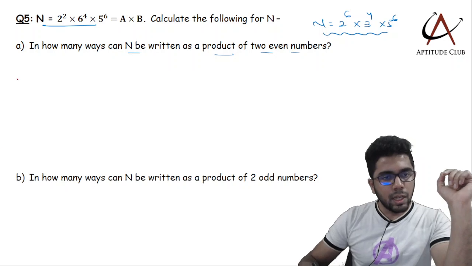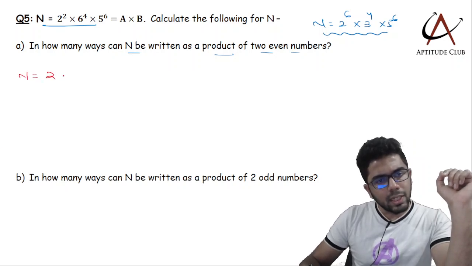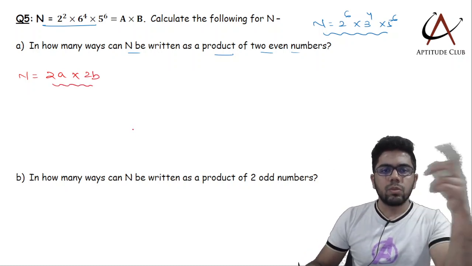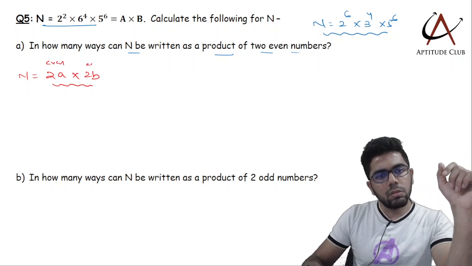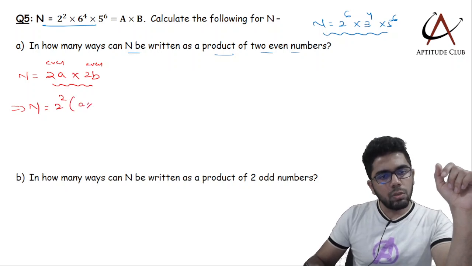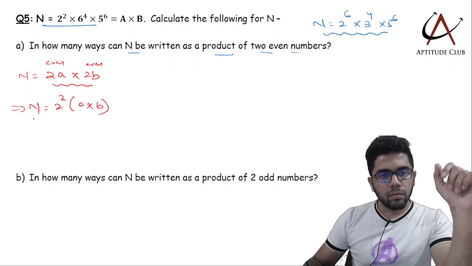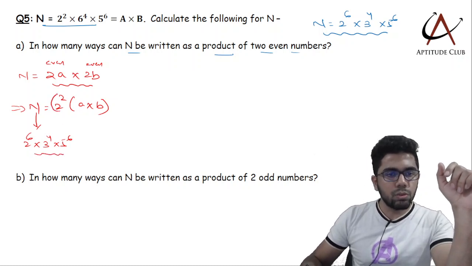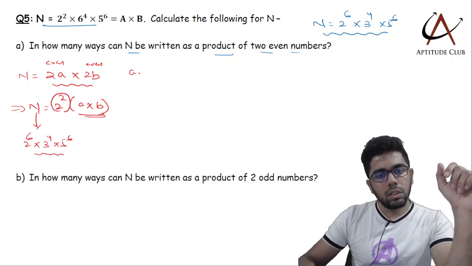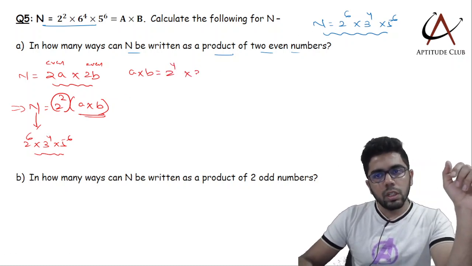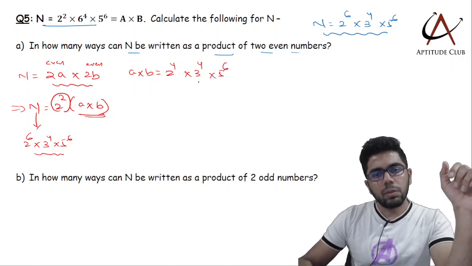Think about this. Product of two even numbers, that means I can write n as 2a into 2b, so that मैं दोनों जगह बोल सकता हूँ even into even. n becomes 2 square whole into a into b. Now n को if you look at it, it is 2 to the power 6 into 3 to the power 4 into 5 to the power 6. उसमें से अगर तुम 2 square निकाल रहे हो, how much is a into b? This gives you a into b. Total n से 2 square निकल जाएगा, it is 2 to the power 4 into 3 to the power 4 into 5 to the power 6.